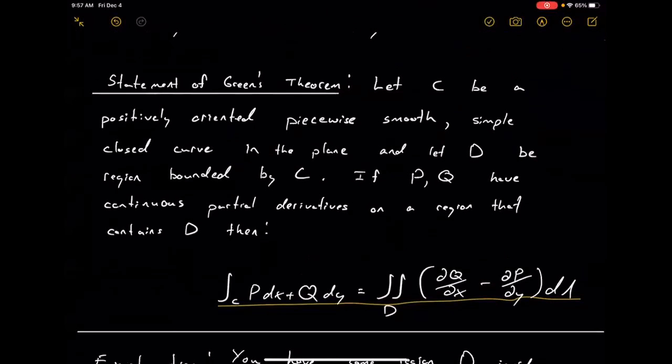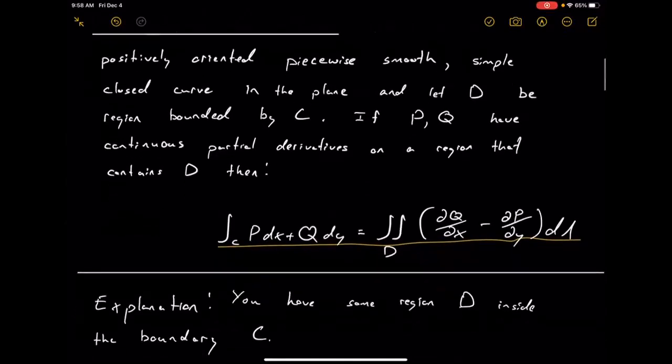All right, so this is the statement of Green's theorem. Let C be a positively oriented, piecewise smooth, simple closed curve in the plane, and let D be a region bounded by C. If P and Q have continuous partial derivatives on a region that contains D, then this line integral along C is equal to this double integral on the region D.